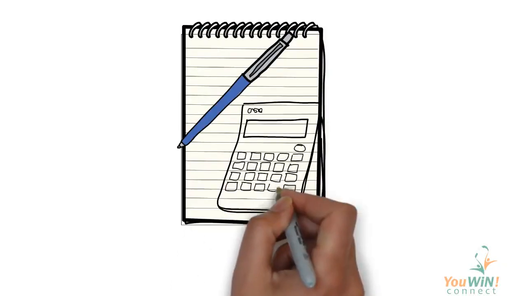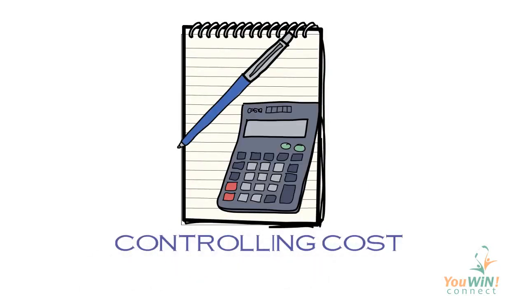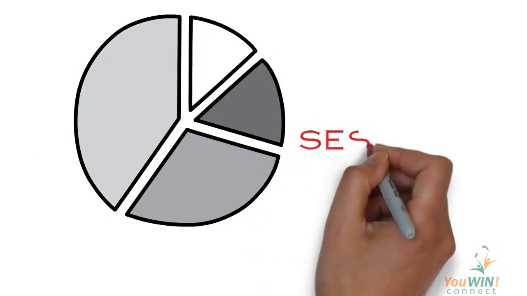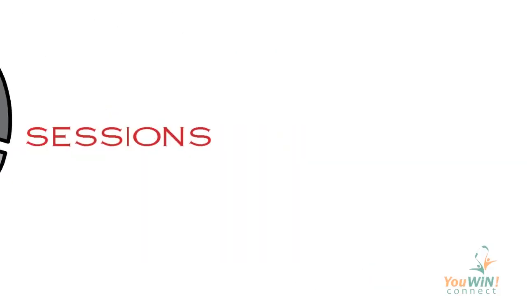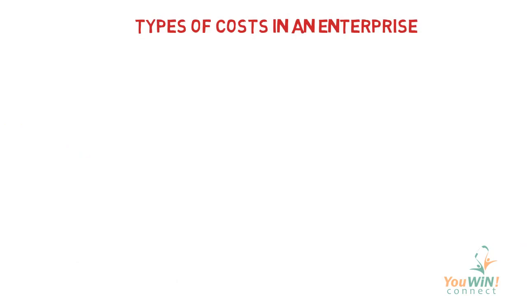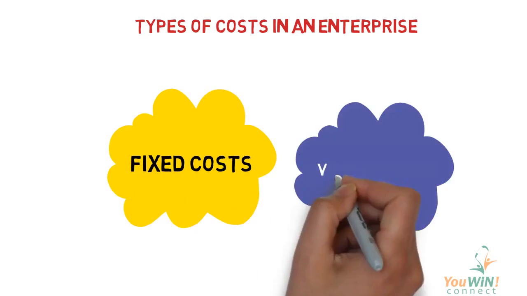Now we go to section 2, controlling cost. This section is broken down into sessions. The first session, we are going to look at types of costs in an enterprise. There are 2 types of costs we are going to focus on: fixed cost and variable cost.